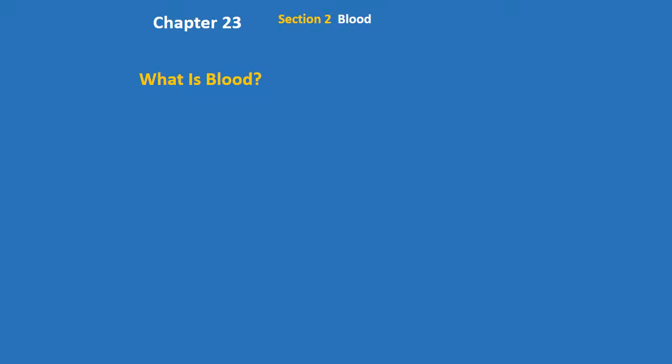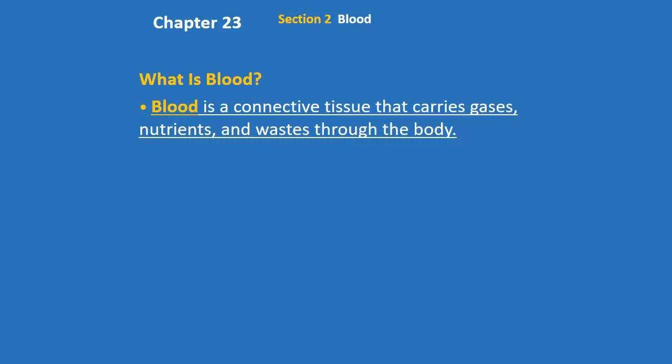Okay, what is blood? You guys have this on the next page in your notes, right? Okay, blood is a connective tissue that carries gases, nutrients, and waste through the body. A lot of people probably, if they aren't educated, just think that blood is a bunch of red blood cells. But it's way more than that. You can see on your notes, it includes plasma, red blood cells, white blood cells. It also includes platelets.